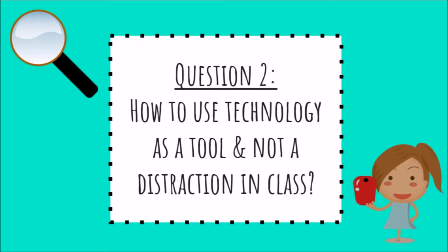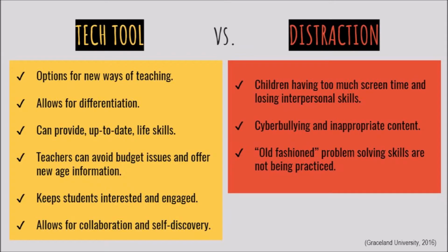And that leads us into question number 2. How to use technology as a tool and not a distraction in class. Using technology as a tool allows teachers to have new options for teaching. It allows them to bring their lessons to the next level. It also allows for differentiation, meaning that you can reach students in different ways because you have a lot more resources to use. It can also provide up-to-date life skills.